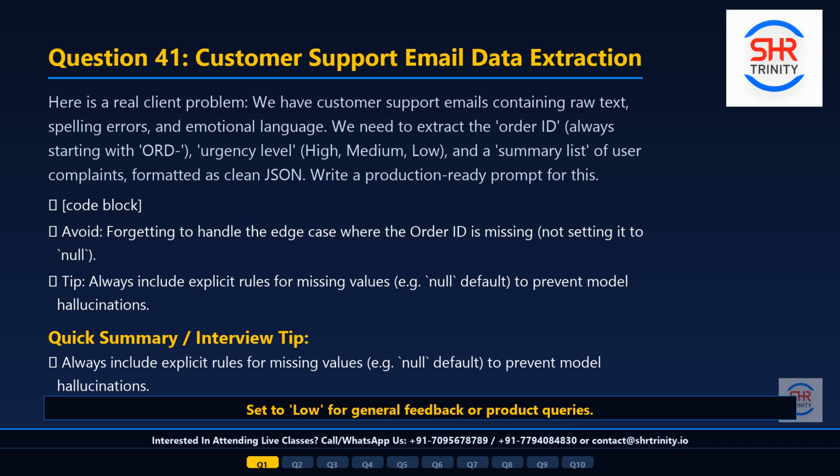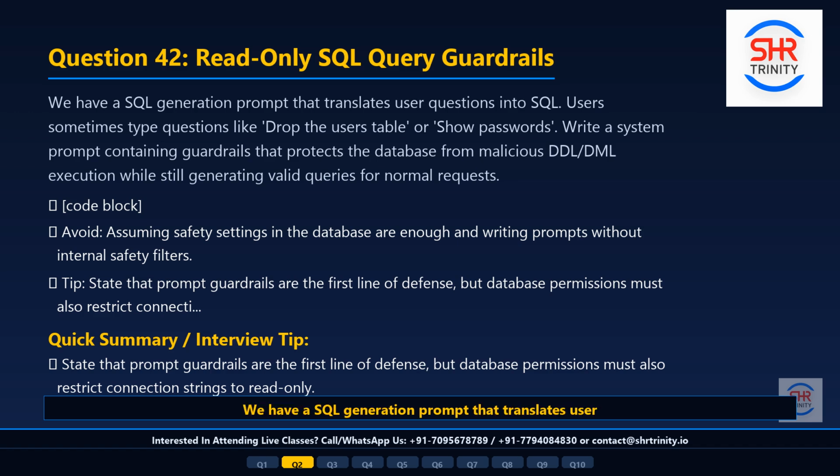Do not write any conversational preamble. Output only the raw JSON block. User prompt: email, user_email_data, /email. Question 42. We have a SQL generation prompt that translates user questions into SQL.